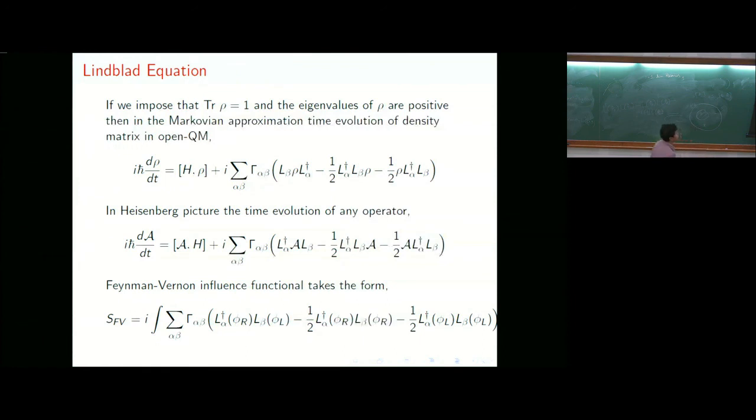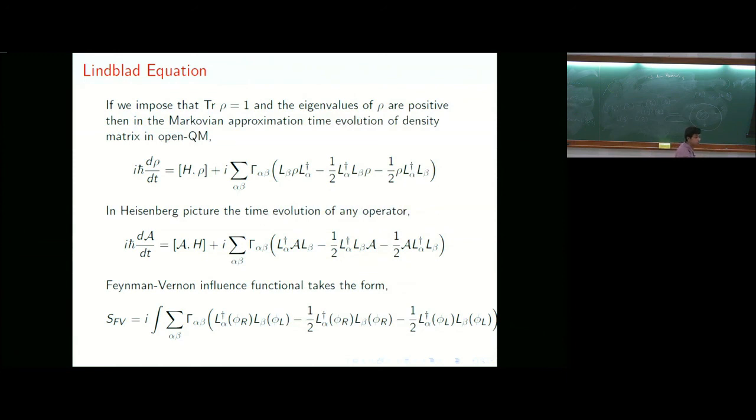So to summarize, how do we construct the action of an open quantum field theory? First we write a Lagrangian that comes from the unitary theory, so L of phi. Then we double the field, that is minus L of phi l, and say this is phi r. Then we add all possible terms with mixed vertex, that is all possible Feynman-Vernon influence functionals. So that's how we construct the action of open quantum field theory.